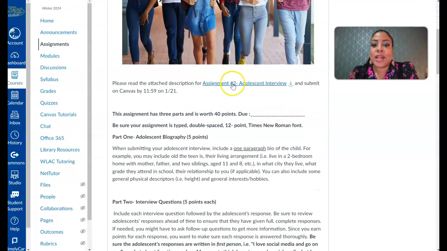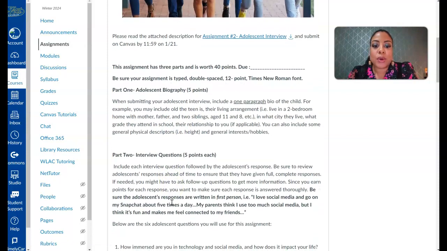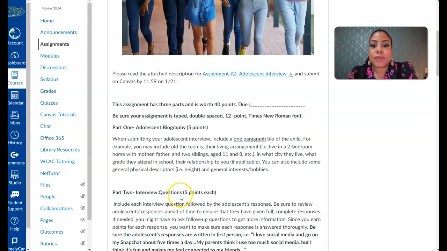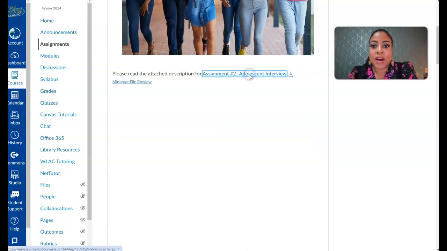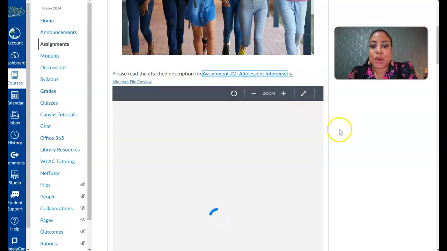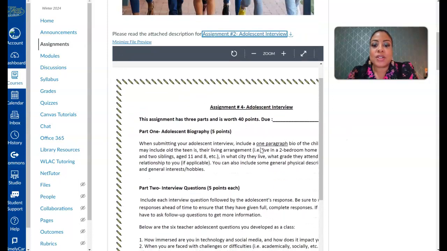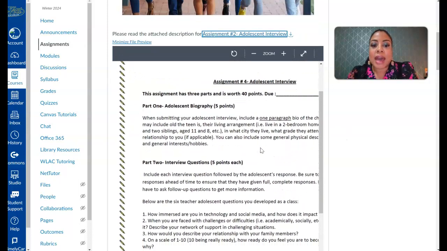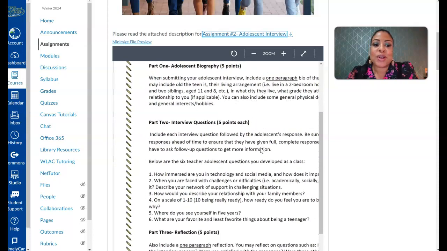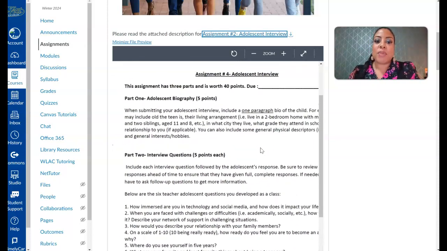So let's go ahead and click on this hyperlink. The instructions are written down below here in Canvas, but I also wanted to show you another way to access the assignment instructions. If you click on this, the assignment will open up. All right, so this adolescent interview is going to be in 3 different parts.